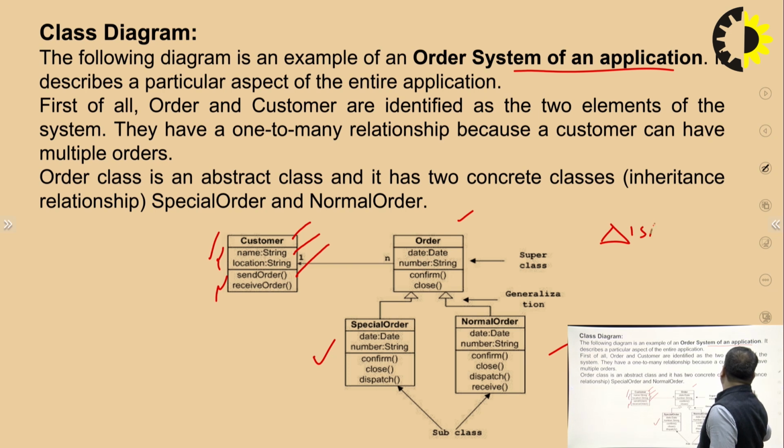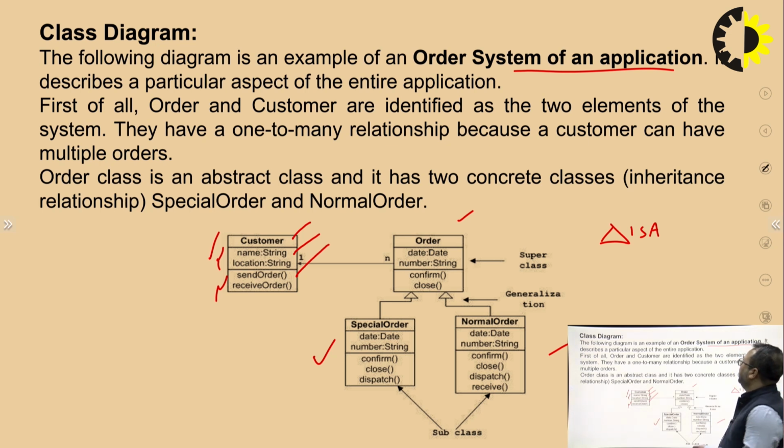it is called an ISA component. Order is a special or normal order. So that could be depicted by the triangle. So we could classify into this. By the triangle component we further classify. Okay, simple. So this is the class diagram.